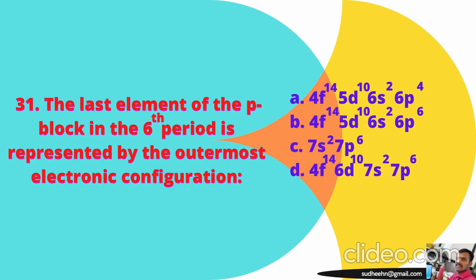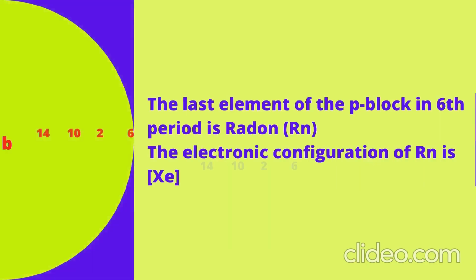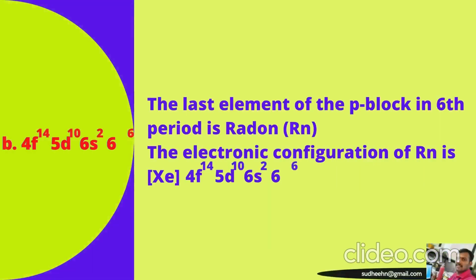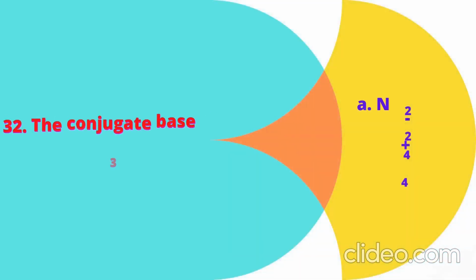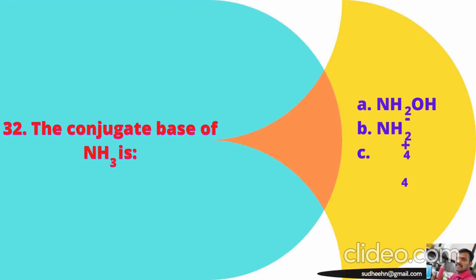Here, the last element of the P block in the sixth period is represented by the outermost electronic configuration of the element, that is option B, radon, because in the electronic configuration radon is this particular one, and this is the last element in the sixth period. Next question, question number 32.